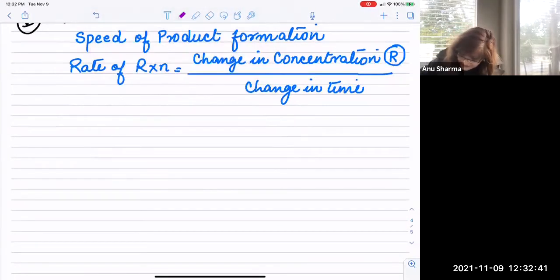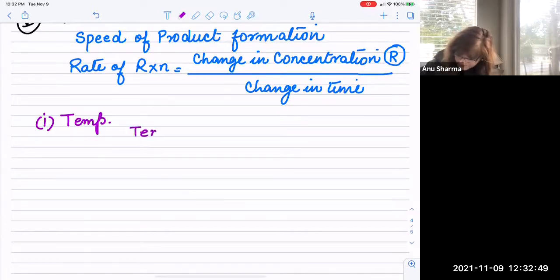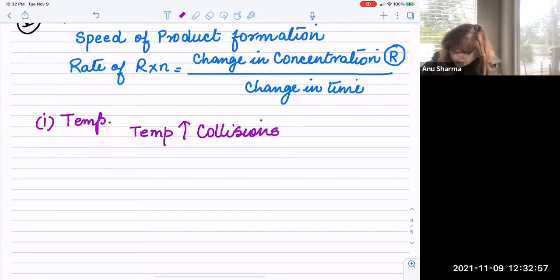One of the factors is the temperature. So what influences the temperature? When the temperature increases, what is going to increase? The collisions are going to increase. Collisions of the reactants, initially only the reactant molecules are there. So collisions increase. And with the effective collisions, what happens?